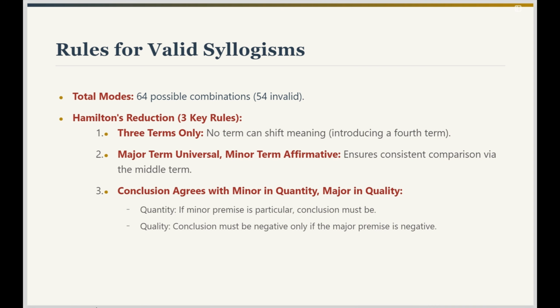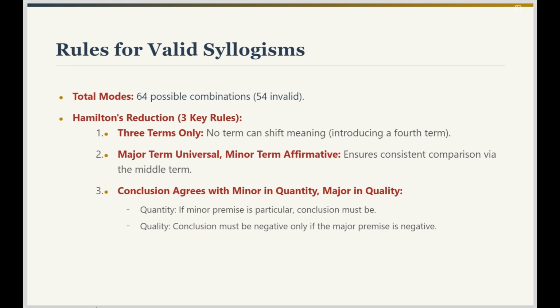With 64 possible combinations of A, E, I, O propositions, most syllogisms are invalid. How do we avoid pitfalls? Hamilton boiled it down to 3 golden rules. First, stick to 3 terms. No sneaky wordplay changing meanings mid-argument, which would secretly introduce a 4th term.